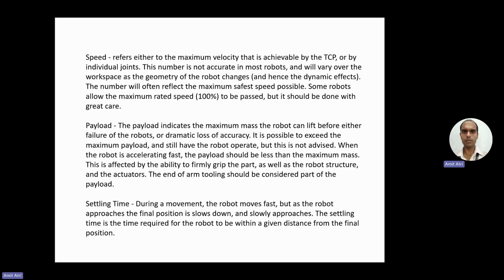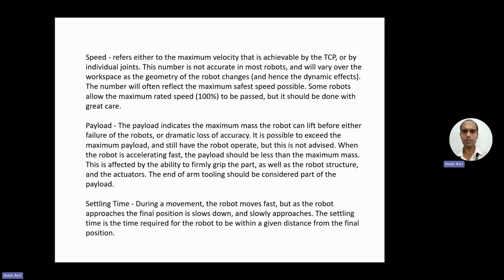Speed. One of the major advantages of the robot is its high speed. Speed refers either to the maximum velocity that is achievable by the TCP or by the individual joints. This number is not accurate in most robots and will vary over the workspace as the geometry of the robot changes. The number will often reflect the maximum safest speed possible. Some robots allow the maximum rated speed to be passed, but it should be done with great care.